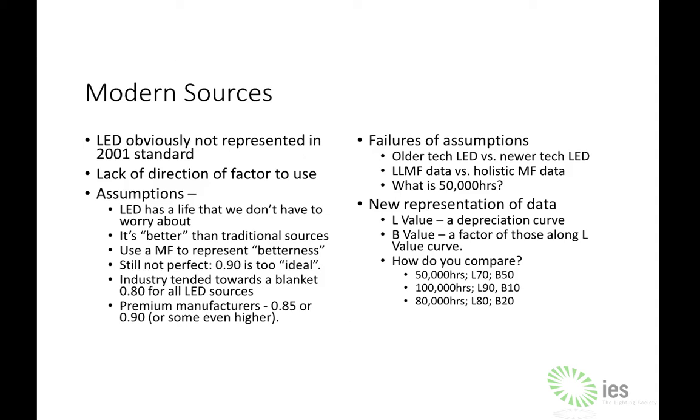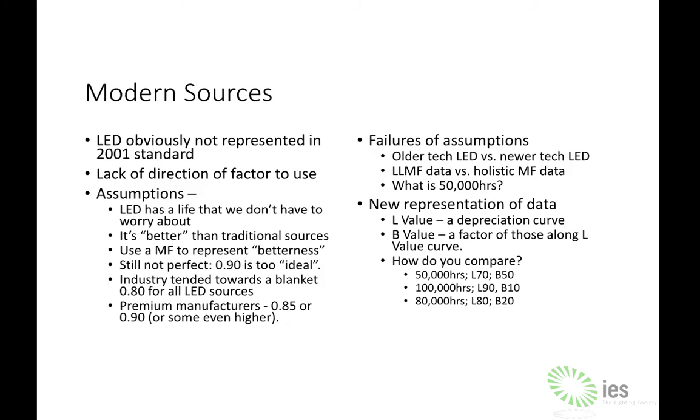When a manufacturer says 50,000 hours, 58,000 hours, to what? And that's where we started to develop this new representation of data, where we talk about an L value and a B value, L being the depreciation curve over time, and B being the factor of those luminaires along that depreciation curve. I'm hoping that makes sense. Not everyone quotes the B value, but it's definitely something I like to request. So what's the B10? You've got the 100,000 hours L90 B10.